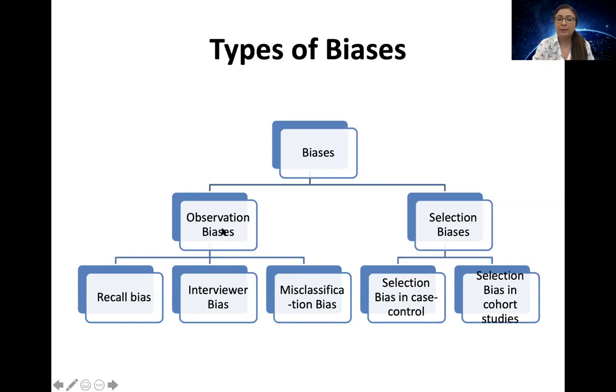These biases can be split into observational biases, which are here on the left, and selection biases. Under observational biases, we're going to cover recall bias, interviewer bias, and misclassification bias. For the selection biases, there's basically just one, but it differs depending on the study type. So we're going to cover selection bias in the case control study and selection bias in the cohort study. So there are basically 5 biases that we're going to talk about. It's important for you to bank this in your mind because I'm going to specifically ask you to talk about these in your final exam. So it's very, very important that you pay attention to all of these.